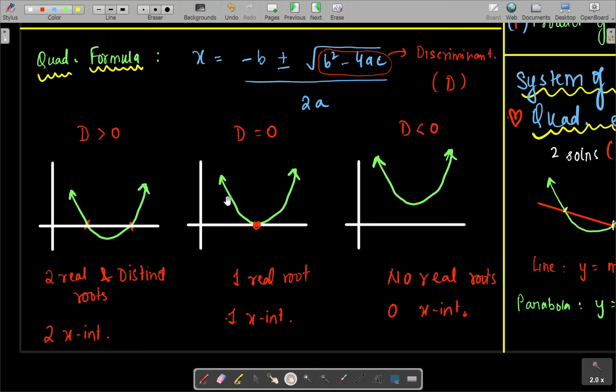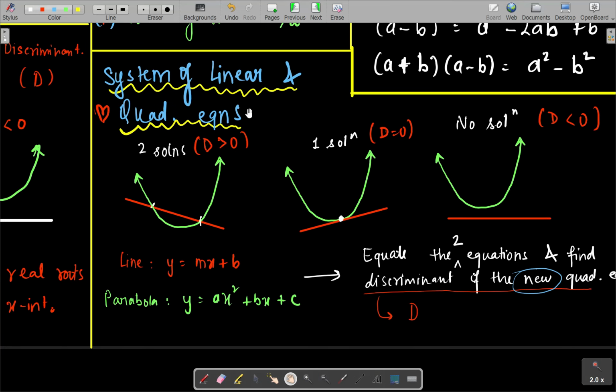When D is equal to 0, the graph will just touch the x-axis at exactly 1 point. So we say that the quadratic equation will have one real root. Graphically, we say that it will have one x-intercept. When D is less than 0, the graph will not touch the x-axis at all. So in this case, we will have no real roots, or we say 0 x-intercepts.